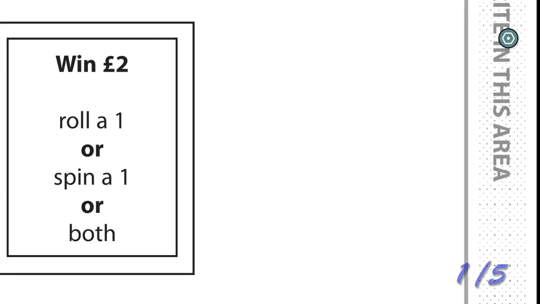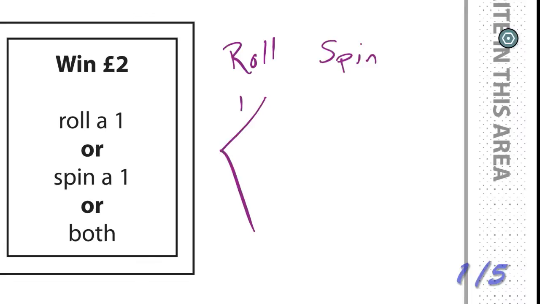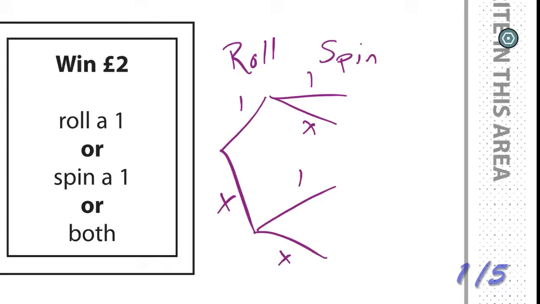First, let's use a probability tree diagram to show all the different things that could happen. First we're going to roll, then let's spin. You either roll a 1 or don't roll a 1, and then you can either spin a 1 or don't spin a 1. So to win £2 we're looking at these 3 scenarios. You either roll a 1 and don't spin a 1, you don't roll a 1 but do spin a 1, or you roll a 1 and spin a 1.